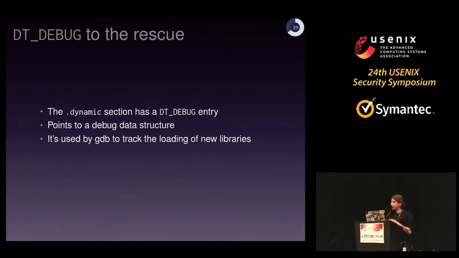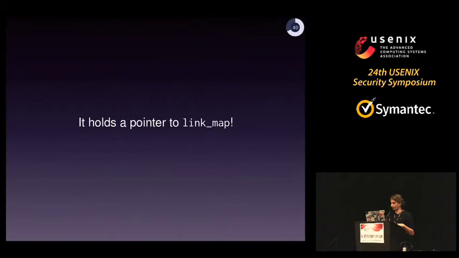But it turns out that we can abuse a debugging feature to get the address of link map. Let's see how. So the .dynamic section, which, I recall, is a section that just keeps some useful information for the dynamic loader, has an entry called DT_DEBUG, which keeps a pointer to a data structure which is used by debuggers, for instance by GDB, to be able to break on certain events, such as the loading of a new library and other stuff, which we're not really interested in. But the nice thing is that this data structure also holds a pointer to link map. So basically, even if the GOT is not initialized with a pointer to link map, through this debugging data structure, we're able to get to link map again.